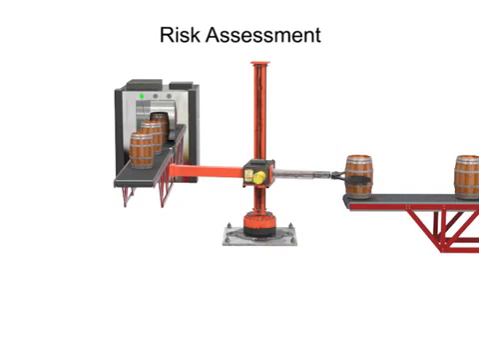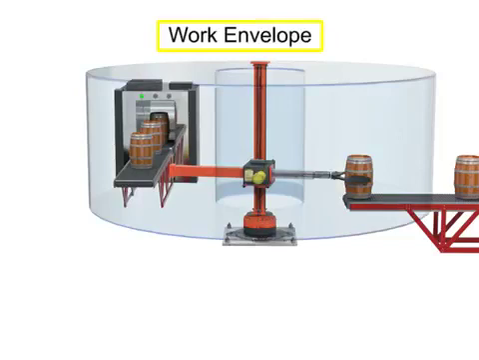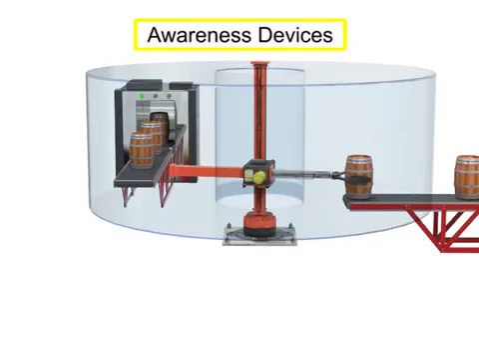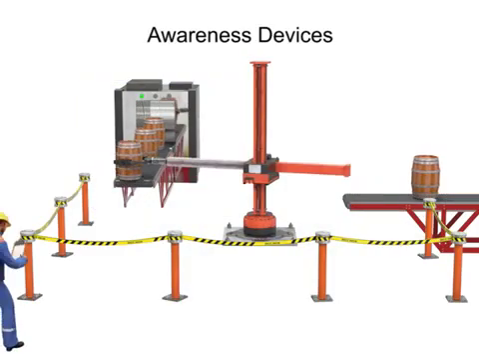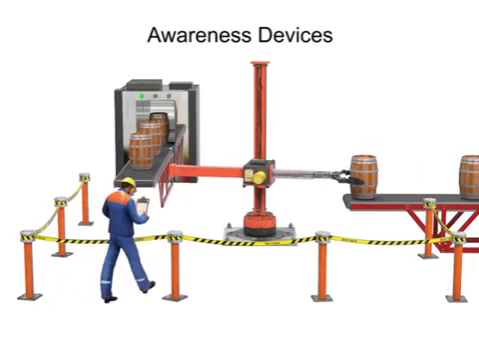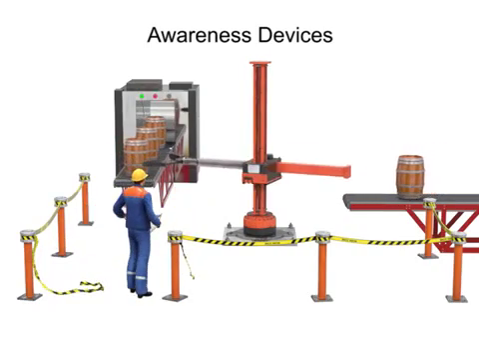Several methods can be used to protect the work envelope. The simplest are known as awareness devices. These devices are only intended to define the work envelope and make personnel aware of the hazards. They do not prevent access and usually consist of small fences or roped-off areas.